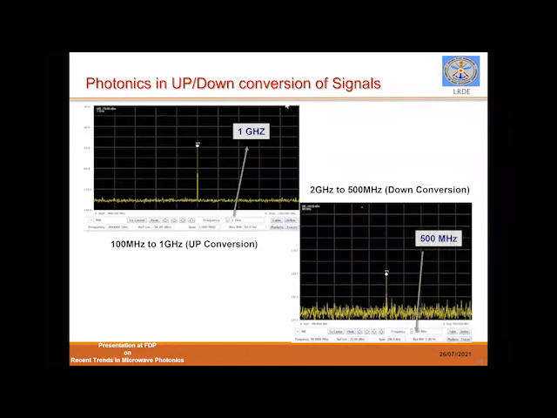Now, coming back to these outputs, I brought out one. The laser frequencies are chosen in such a way that the signal is up converted to 1 gigahertz, and in another case, an intermediate laser frequency is selected to reduce the frequency to 500 megahertz. So basically, I wanted to bring out that by varying the laser output frequencies, we can do either up conversion or down conversion of the signal.